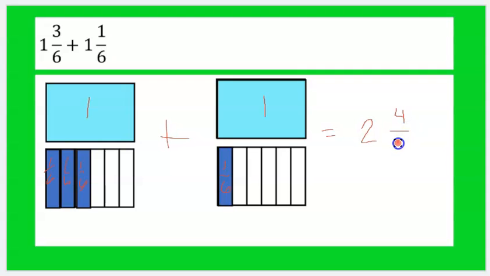See how my bottom number didn't change? My dark blue rectangles didn't change size. They're the same size. So my 6 never changed. I just had to add up the number of rectangles.